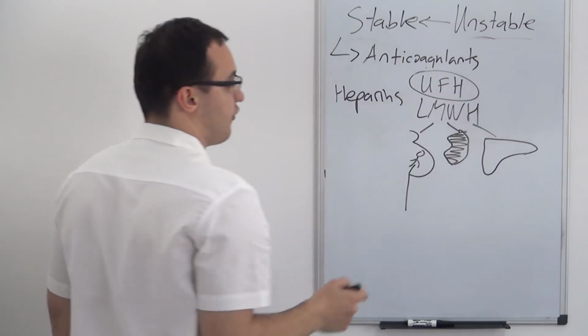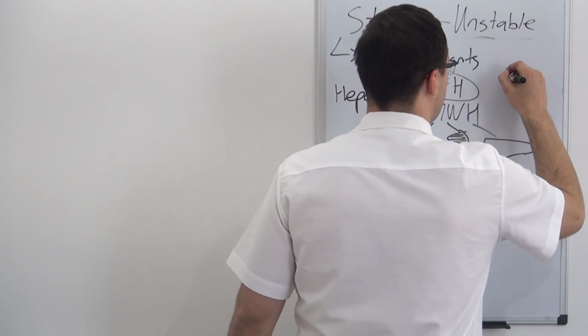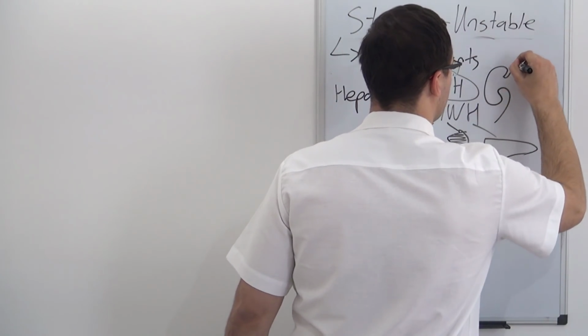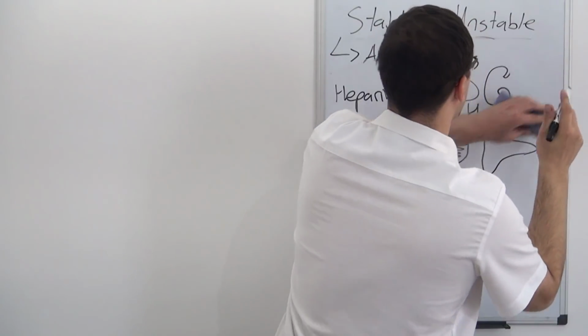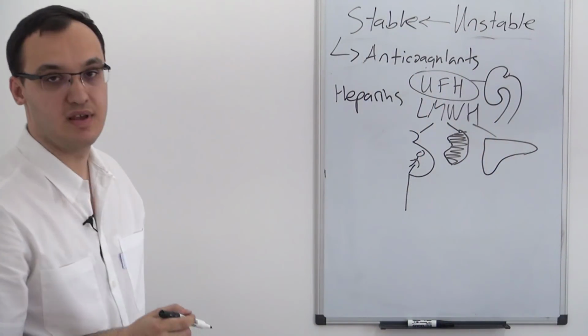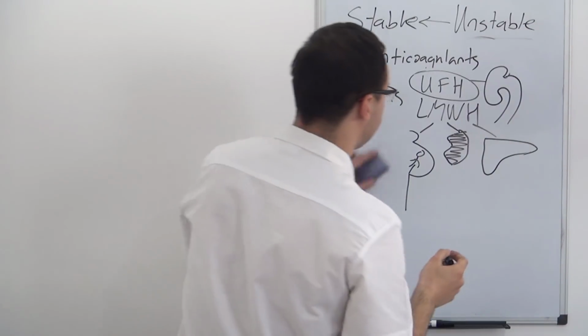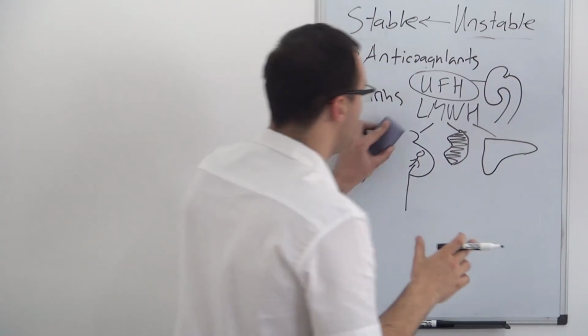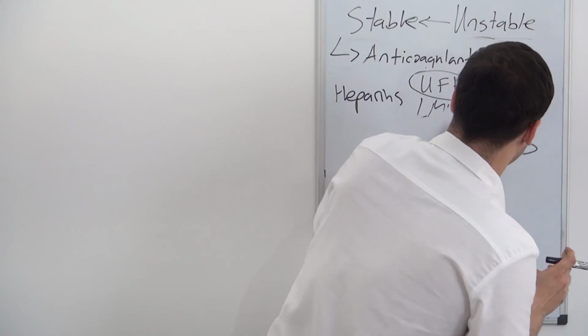When do we choose the unfractionated heparin? We choose it in kidney disease. So in kidney disease, we choose unfractionated heparin. Good. So these are some examples. Let's continue.